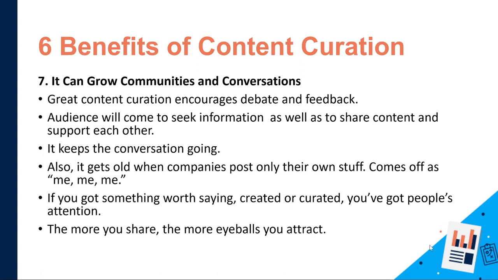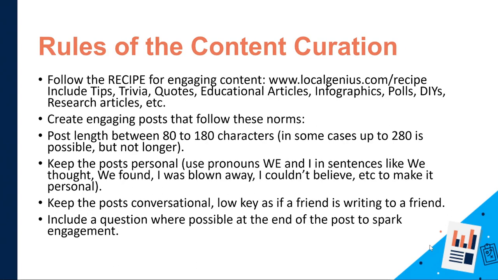Now, how do we create the content? How to do it like a pro? There are a couple of rules you need to follow. First of all, we all know the recipe. For the most engaging content, we need to make sure we include tips, trivia, quotes, educational articles, infographics, polls, do-it-yourselfs, research articles, and so on. All of it is available at www.localgenius.com/recipe.